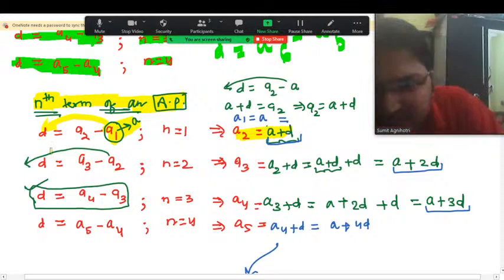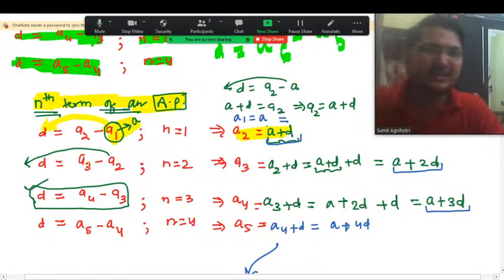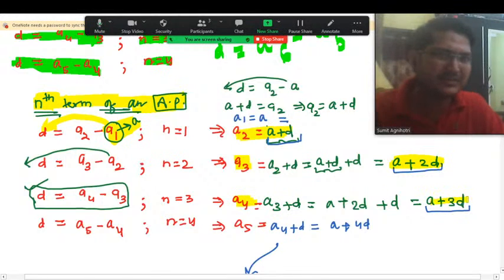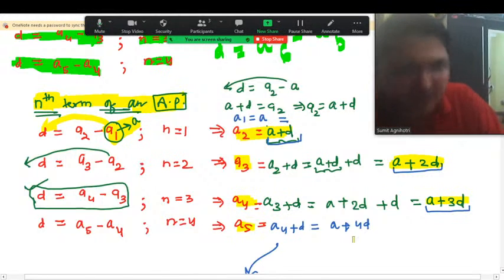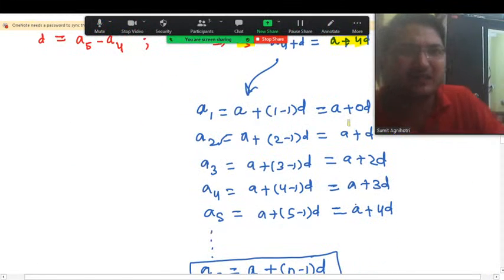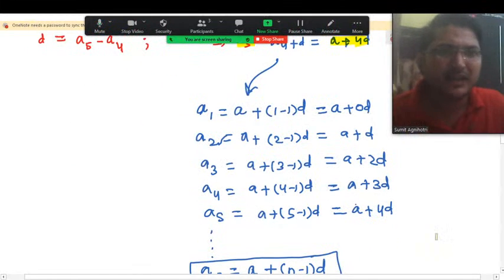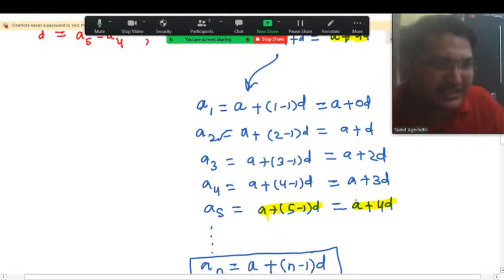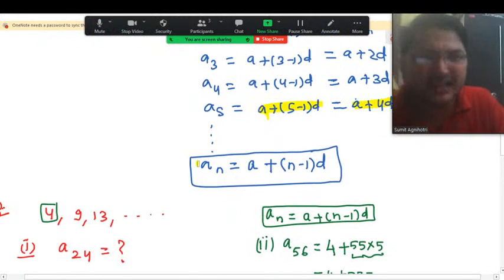Similarly, if I shift this A2 here, we will get A2 plus D equal to A3, and A2 is actually A plus D, that I will substitute here, and finally I will get A3 equal to A plus 2D. Similarly, we got A4 equal to A plus 3D. We got A5 equal to A plus 4D, that is somehow A plus (5 minus 1)D. That means the nth term is A plus (n minus 1)D.